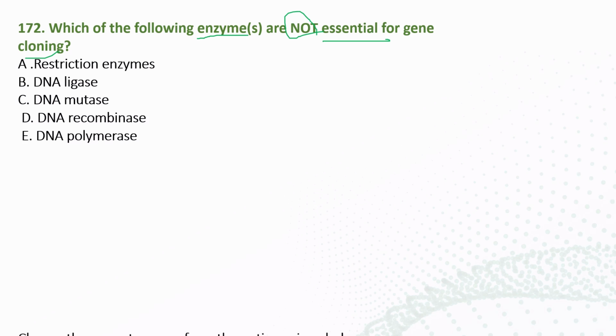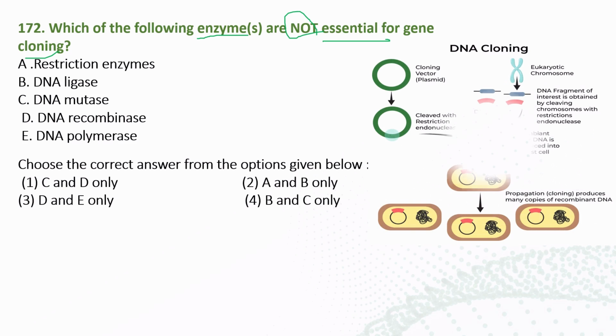If you see, cloning means producing more copies of DNA. In gene cloning, first of all in the lab, they take a cloning vector like a plasmid, and then they take the desired DNA. For example, if they want to produce more of the DNA that is responsible for eye color, they take the gene which is coding for the eye color of the child.